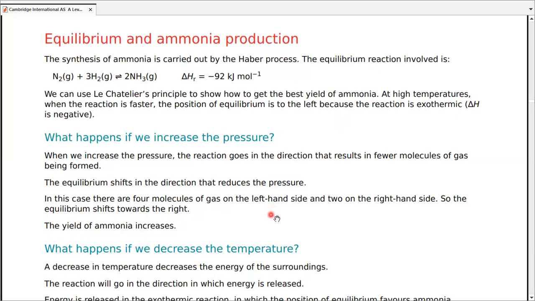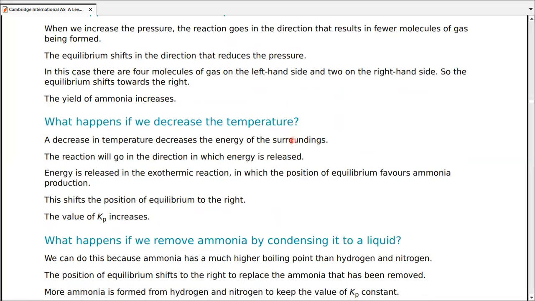Okay, so moving on. What happens if we decrease the temperature? In that case, a decrease in temperature decreases the energy of the surroundings. What happens is that the reaction goes in the direction where the energy would be released. Since it's an exothermic reaction, the energy would be easily released if it goes in the forward direction. So the position of equilibrium is shifted towards the right. The value of Kp also increases.